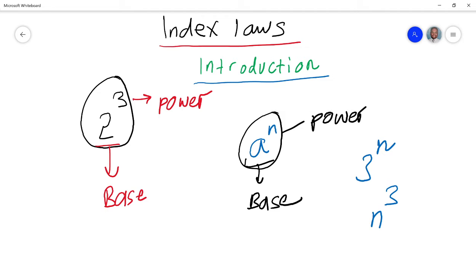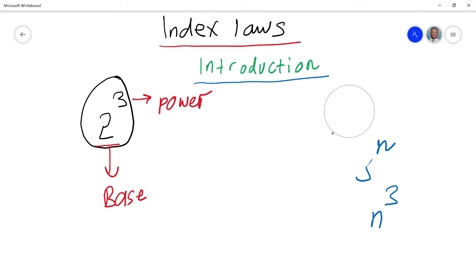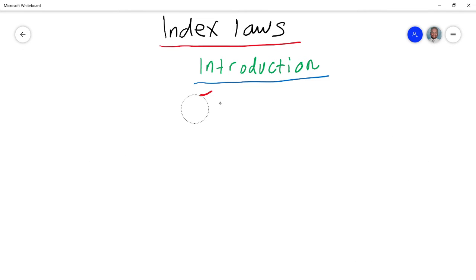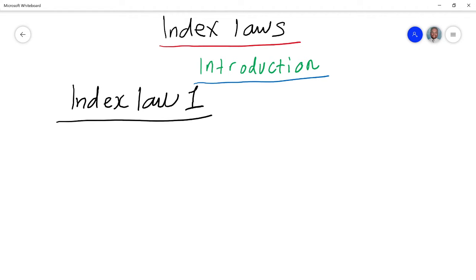With that in mind, we've now identified what a base is and what a power is. Let's look at the first law of indices, index law number 1. What does index law number 1 tell you? We sometimes refer to this as the multiplication rule or the addition rule. I'll just give you a simple example.